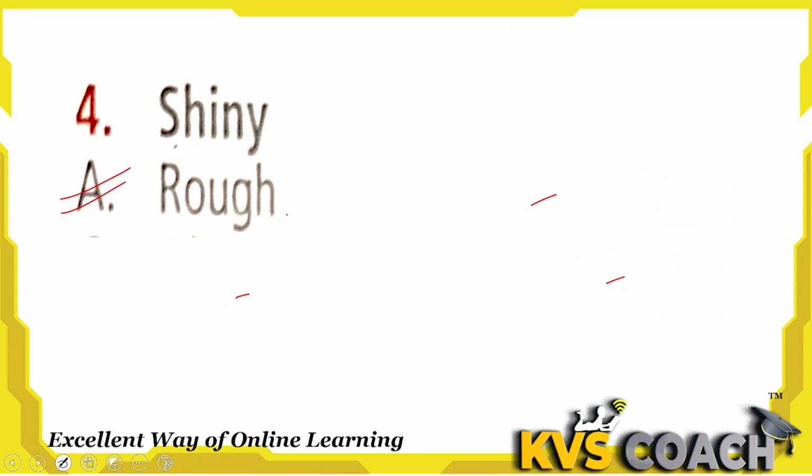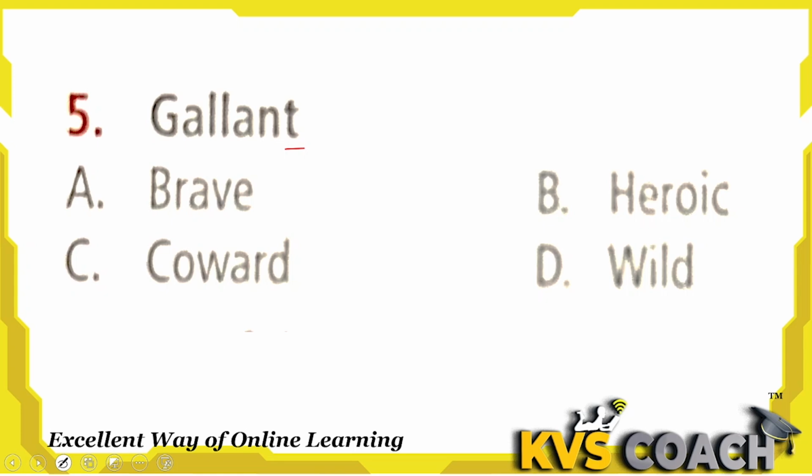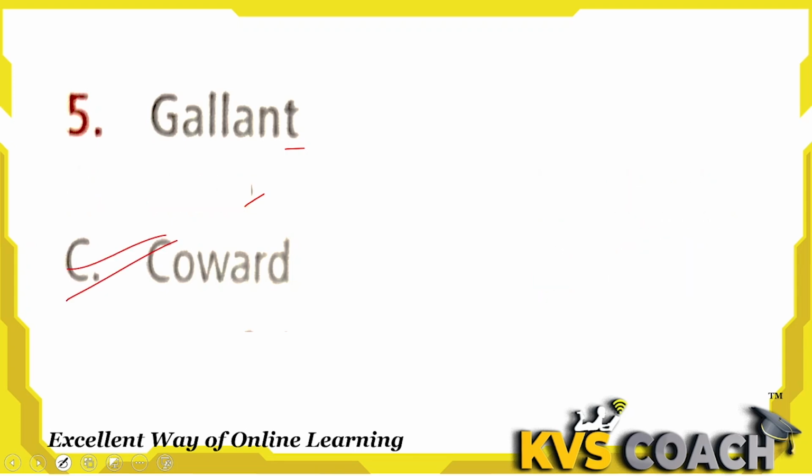Opposite of shiny. Gallant means a brave, heroic person. Okay, a bold person. That is called gallant. But here the opposite of gallant is coward. Coward means someone who is afraid of something. That is called a coward person. He is not a brave person. That is a coward. Okay, so the opposite of gallant is coward. Option C is the right answer here.